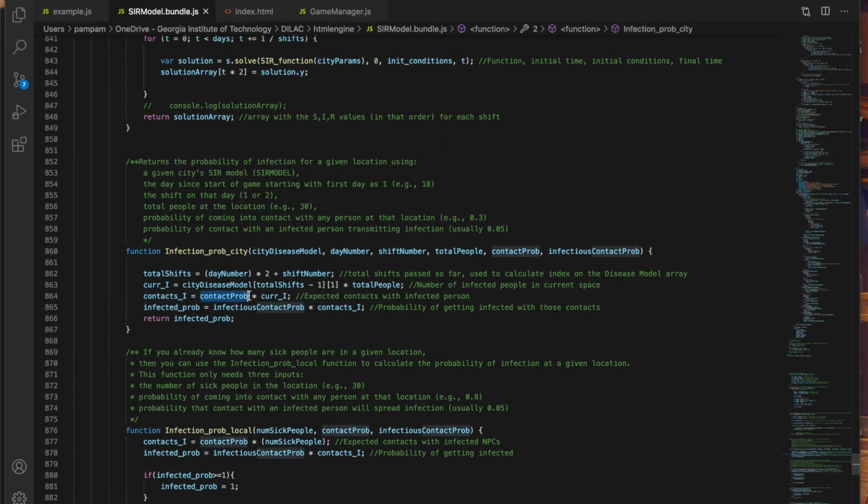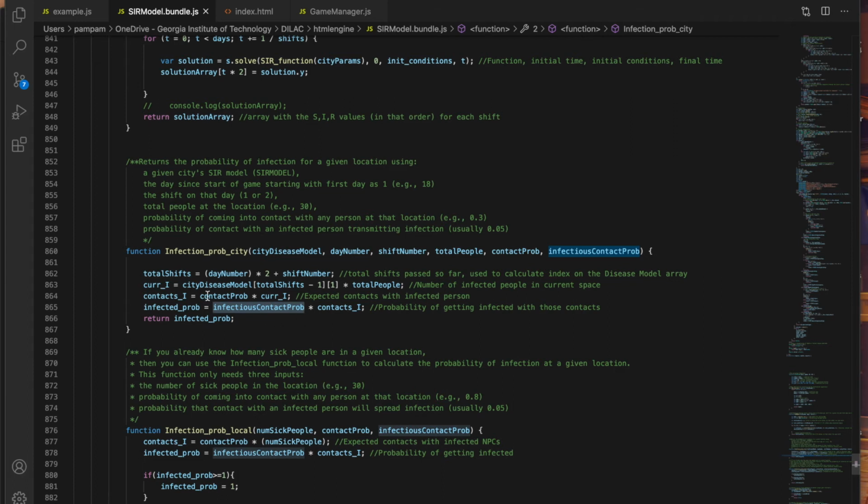If the location is small, like a small grocery store, then the probability that you will run into an infected person, the contact prob, goes up. So you can play with that. And finally, if the person sneezes a lot or doesn't wear a mask, then the chance of transmitting the infection to you, or the infectious contact prob, also goes up.